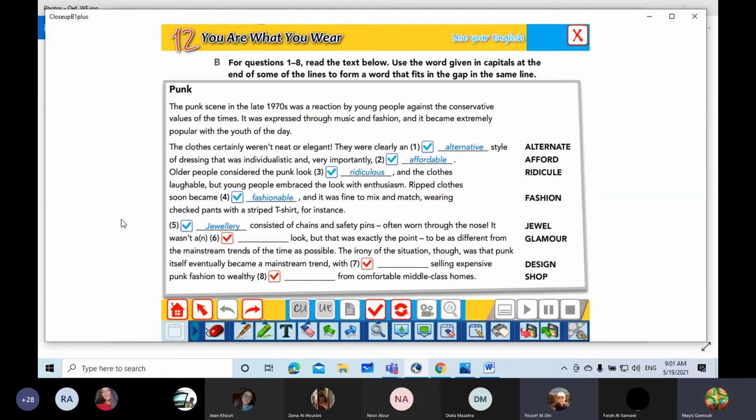It wasn't a glamorous look, but that was exactly the point, to be as different from the mainstream trends of the time as possible. Thank you, dear. Yes, that was correct. And what part of speech is glamorous? It's an adjective. Why? Okay, what is the suffix that we added to it? Ous. Yes, thank you, dear.